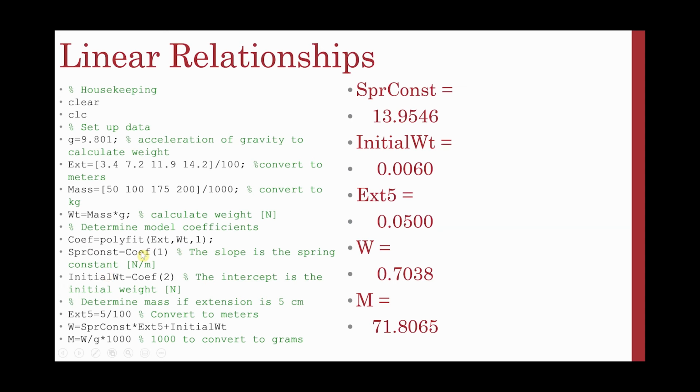The spring constant is going to be the coefficient of 1 because it's the highest order first, so it's mx plus b. So first we'll give our m, and then our initial weight would be our coefficient of 2, in position 2, because that would be our b, the second thing that we would find. Then we can calculate our extension, use our spring constant, and calculate our mass.